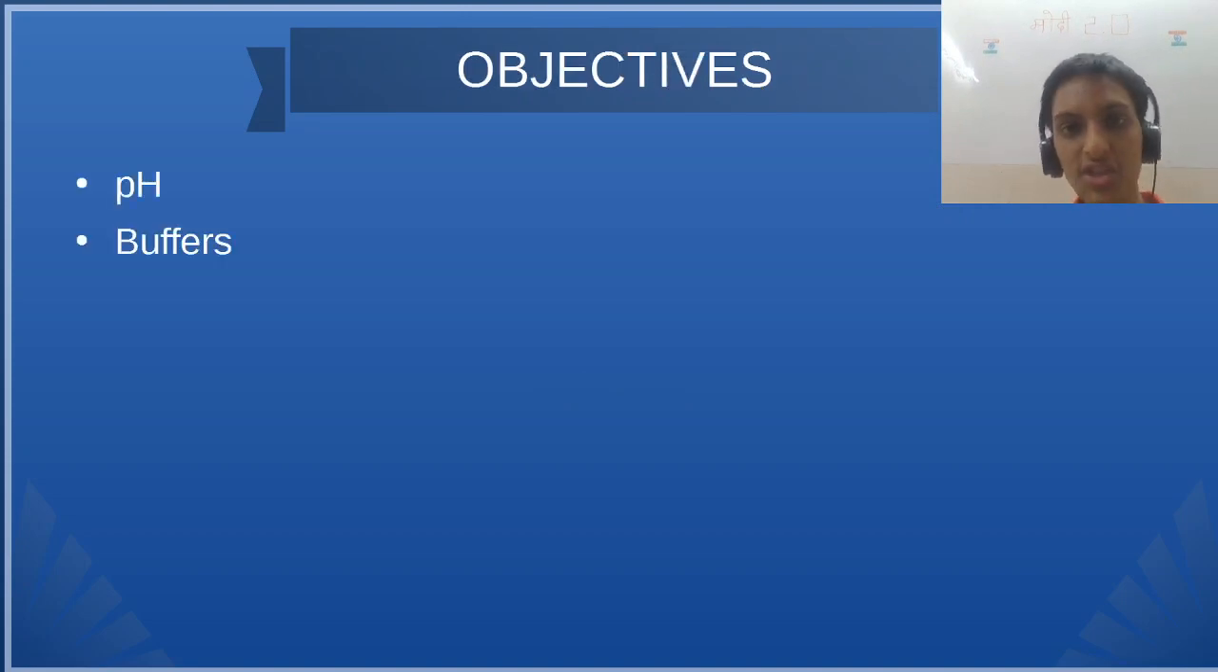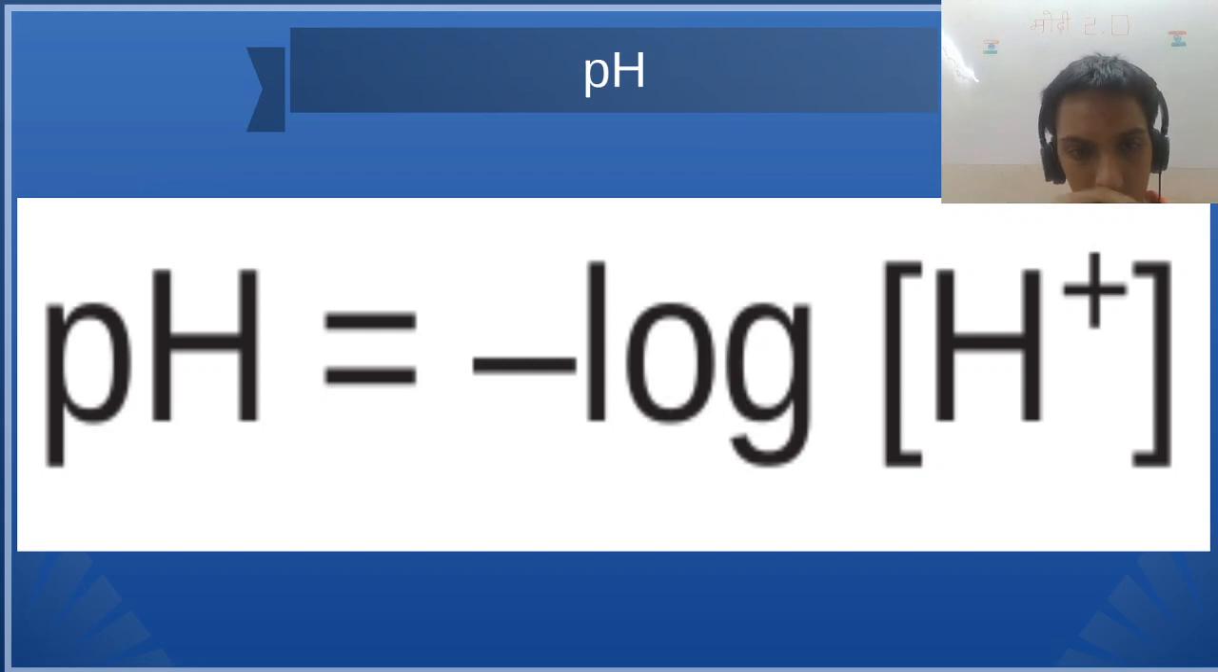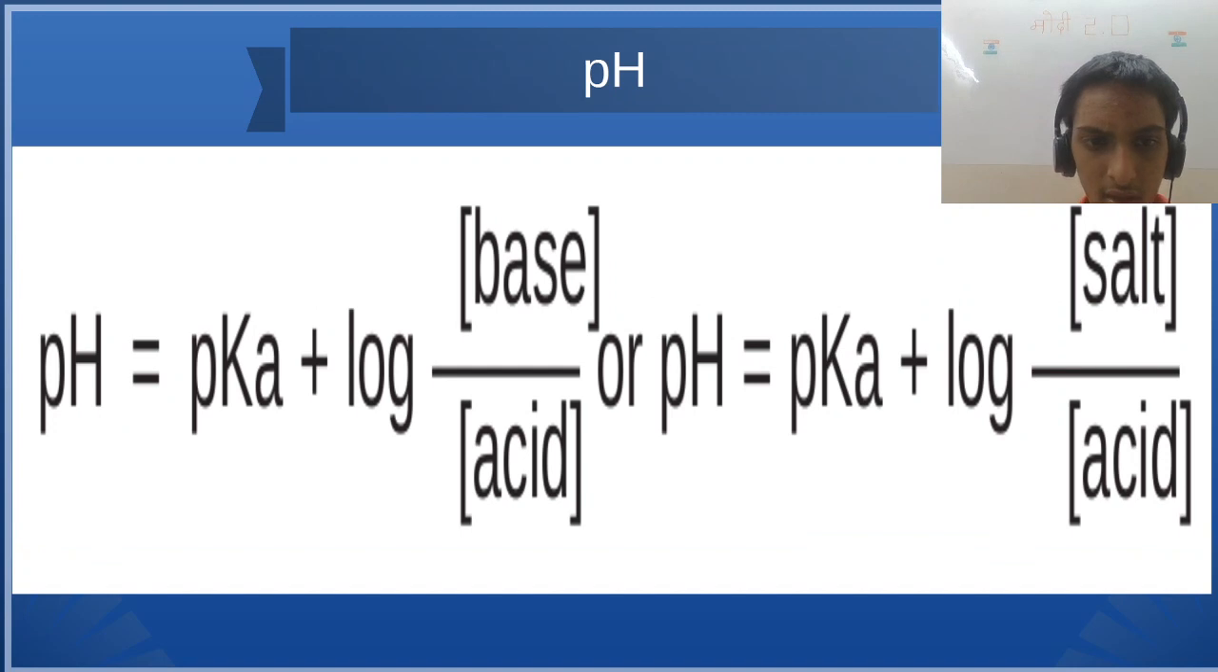Okay, first pH and then buffers. So first, what is pH? pH is nothing but negative log to the base 10 of H plus. The normal body pH is 7.35 to 7.45. If it is less than 7.35, acidosis; greater than 7.45, alkalosis. Okay, so this is briefly about the pH.